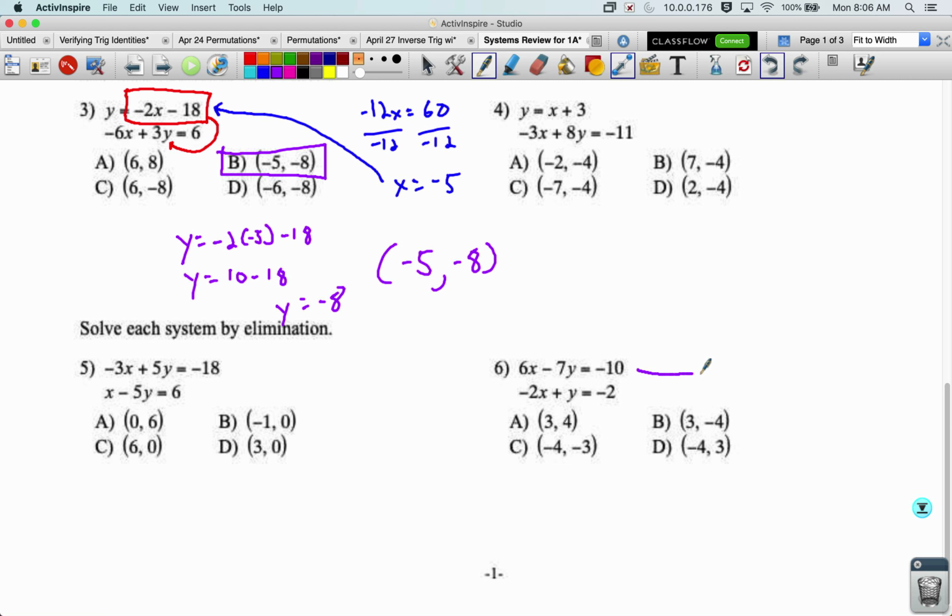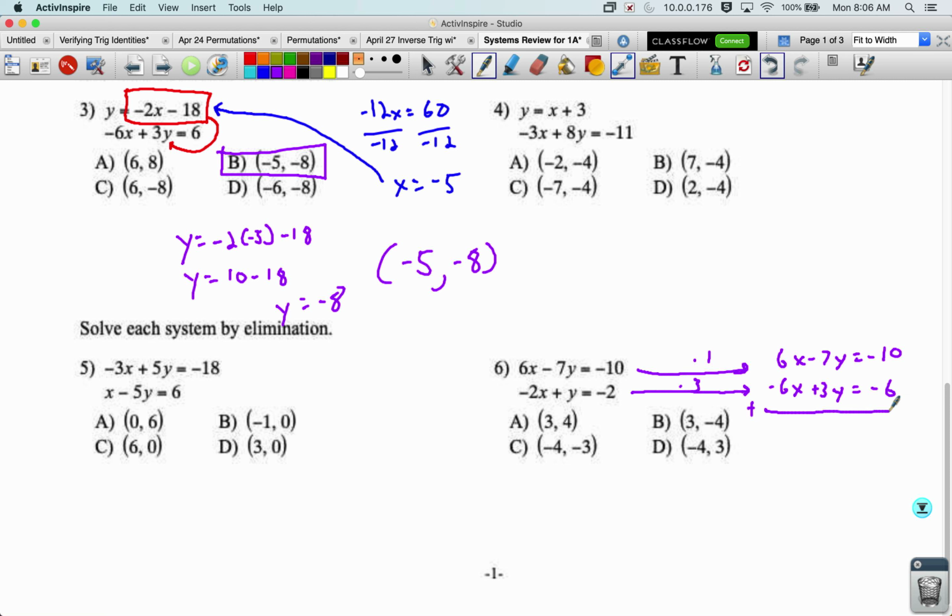So what I'm going to do is copy that top equation, so I'm going to say it times 1. I'm going to multiply this bottom equation so that I can get a zero pair with my x's. The zero pair of 6 is a negative 6. Negative 2 times 3 is a negative 6. So copying that first equation, 6x minus 7y equals negative 10. And then multiplying that bottom equation by 3, so negative 6x plus 3y equals negative 6.